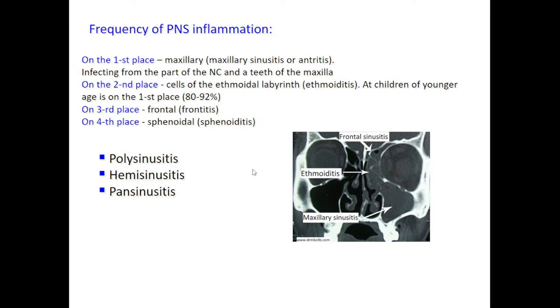The situation when a few different sinuses are damaged, for example, maxillary sinus from the left side and frontal sinus from the right side, or maxillary sinus and frontal sinus from one side, is polysinusitis. We use this term. If all sinuses on one side are damaged, it will be hemisinusitis, as in this picture. And if all sinuses are involved in the pathological process, it will be pansinusitis.